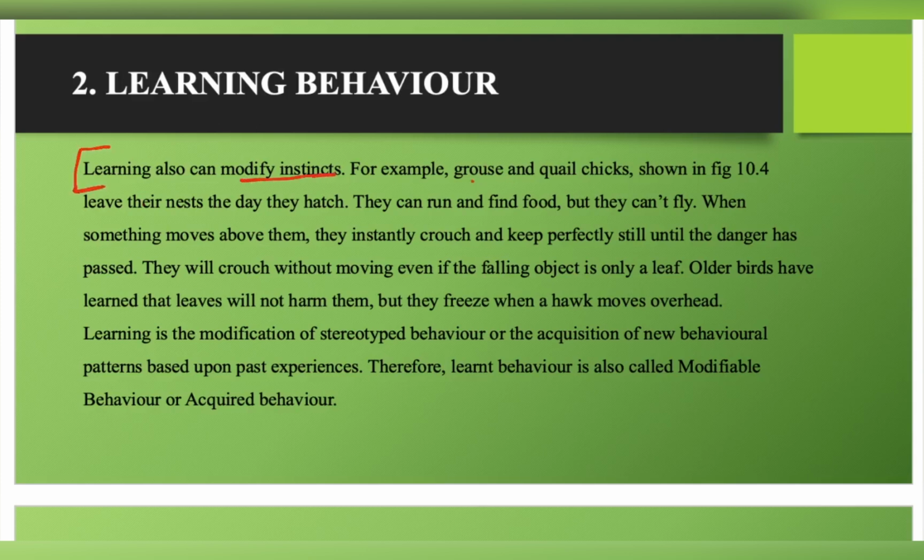For example, if you see grouse or quail chicks, sorry, there is no picture in the PPT, I'm sorry about that, I'll just explain it with words. If you see a quail chick, they leave their nest the day they hatch from the egg. They can run and find food, but they cannot fly. When something moves above them, they instantly crouch and keep perfectly still until the danger has passed.